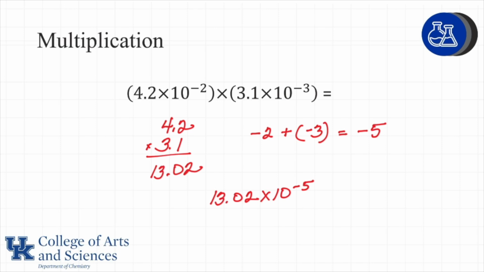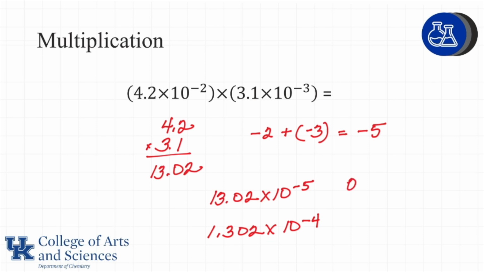So we only want one non-zero digit to the left of the decimal place. So that means we need to move it, and that's going to change our exponent. We can't just change it to 1.3 times 10 to the minus 5. That has a different value. We have to change it to 1.302 and then change the exponent. We're moving the decimal place one place to the left, and so it becomes 1.302 times 10 to the minus 4.